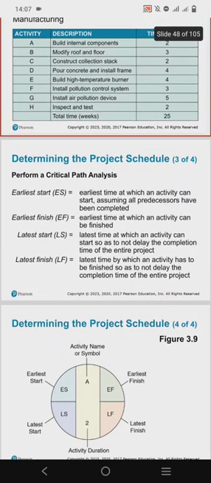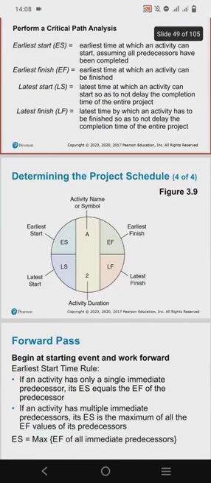So performing a critical path analysis. The earliest start is defined as the earliest time at which an activity can start, assuming all predecessors have been completed. Remember, we said that there are activities that need to be completed before others can begin. The earliest finish is the earliest time at which an activity can be finished. The latest start is the latest time at which an activity can start, so as not to delay the completion time of the entire project. And then the latest finish is the latest time by which an activity has to be finished, so as not to delay the completion time of the entire project.